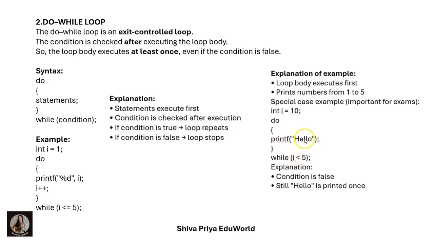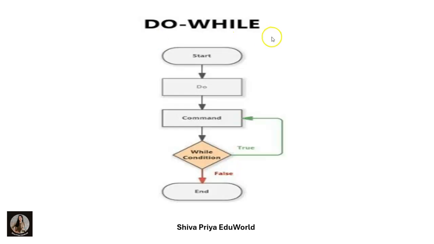But I have taken some string here. Still, hello is printed once. Even if the condition is false, it will be printed. It will execute. Clear? When it gets to know that the condition is false, it will exit the loop immediately. Clear with this? This is all about the do while loop, and let us see the flowchart.